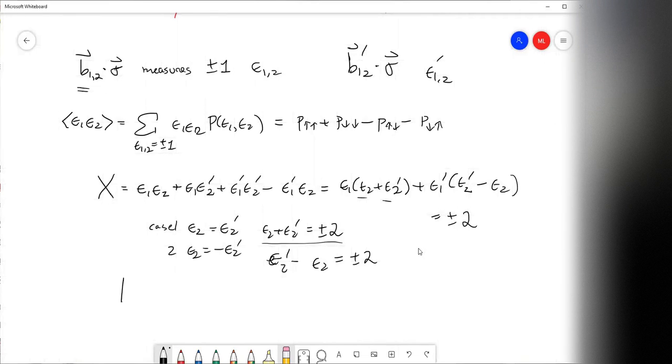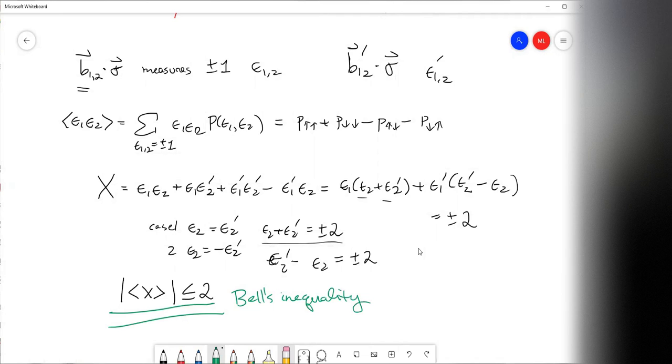And so in general, if you average over many experiments and you measure this X, you take its absolute value, then we must have that it's less than or equal to 2, because if you keep averaging plus or minus 2, it's going to be either 2 all the time or negative 2 all the time, or some mixture of the two, and so it'll be smaller than 2. So this is a strict condition that you must have, and this is called a Bell's inequality. And we'll see that quantum mechanics violates this inequality.